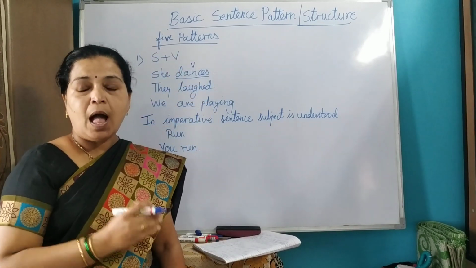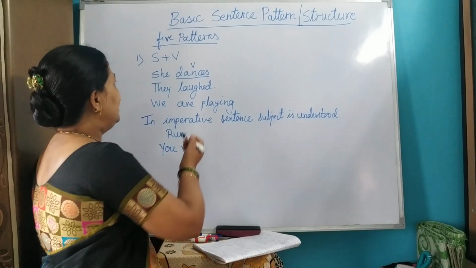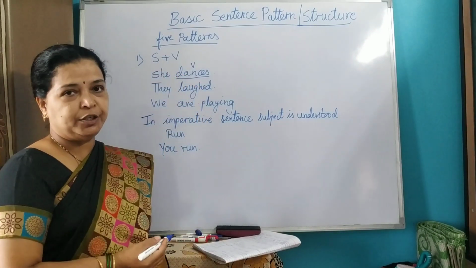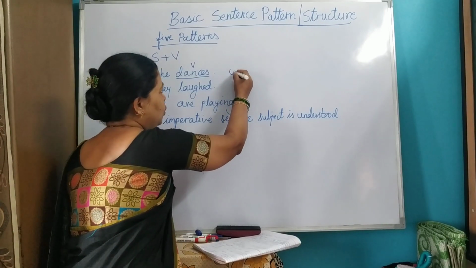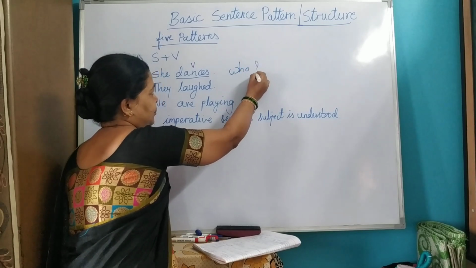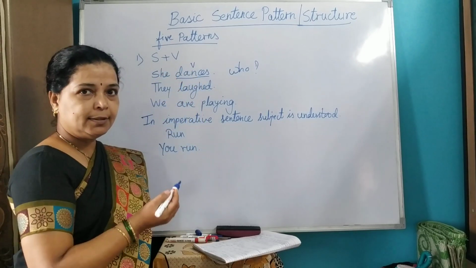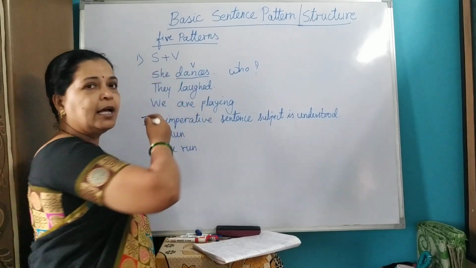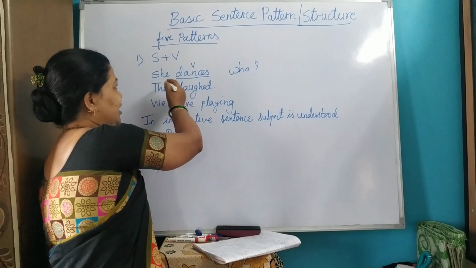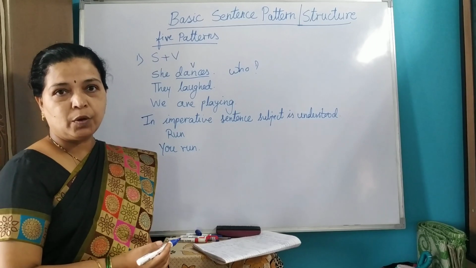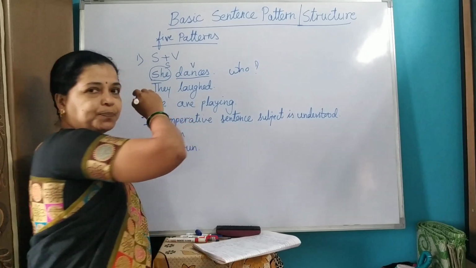So now, how to find out a subject in a sentence? Okay, so what we'll do, we will ask the question who. This question who, you have to ask before the verb. So who dances? She dances. Okay, so we are getting the answer she to the question who. So she is your subject.